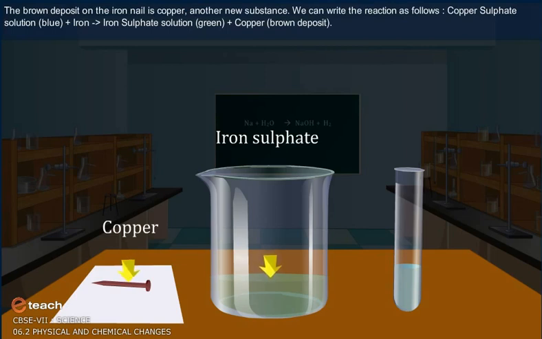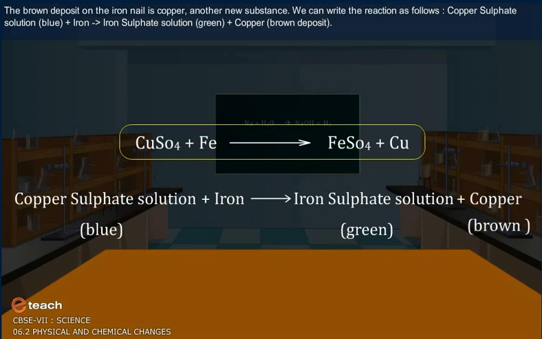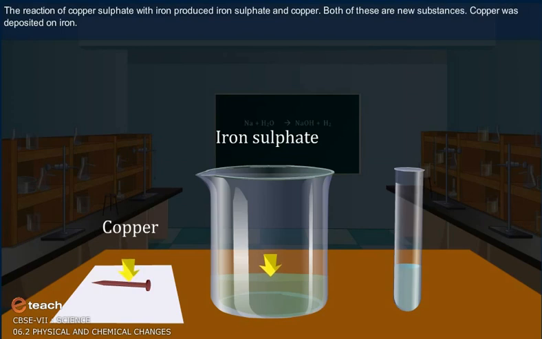We can write the reaction as follows. Copper sulfate solution, blue, plus iron, gives iron sulfate solution, green, plus copper, brown deposit. The reaction of copper sulfate with iron produced iron sulfate and copper. Both of these are new substances. Copper was deposited on iron.